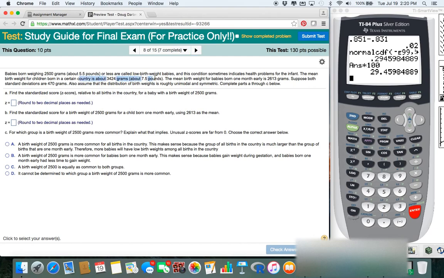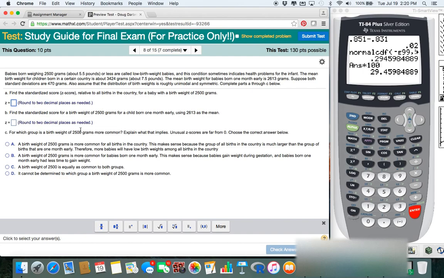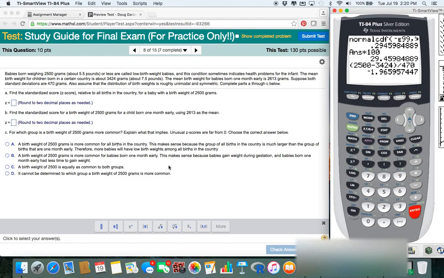So that's going to be the information that we're going to use right there, the mean of 3424 and the standard deviation 470. So guys, to find this value, we're going to need to take the value, which in this case is 2,500, minus the mean, which for all births in the country is 3424, and divide by the standard deviation, which is 470. Now it's going to be negative because our value is less than the mean, and we want to go to two places, so that's going to be negative 1.97.